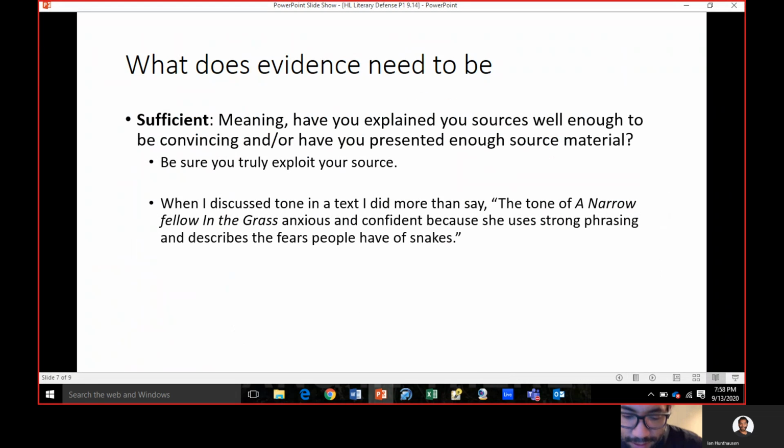The tone of A Narrow Fellow in the Grass is anxious and confident because she uses strong phrasing and describes the fears people have. If I just said that, that's not untrue. But strong phrasing and exploiting and describing people's fears, those are two things I have to now give examples of and explain how those examples come back and support an anxious tone and or a confident tone.